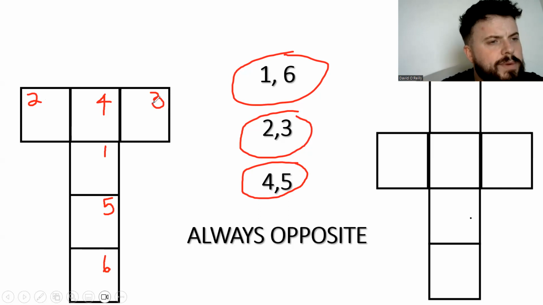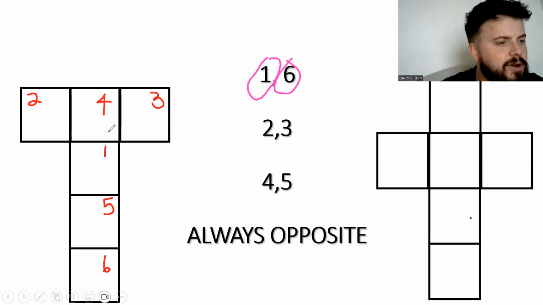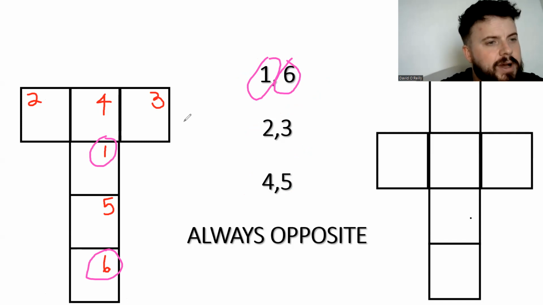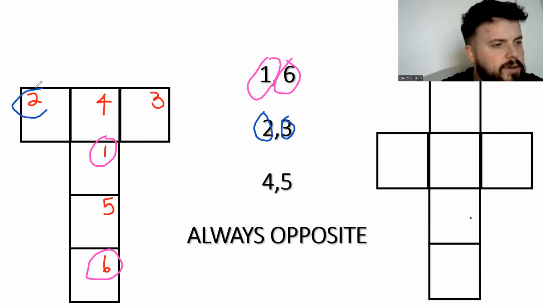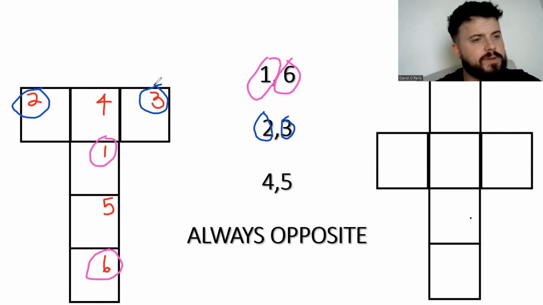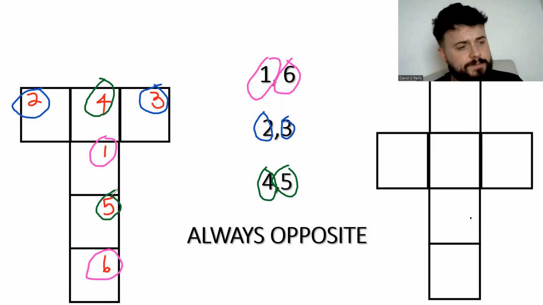So when we talk about opposite pairs, what I mean is 1 and 6, so this one and this one, will always be opposite each other on the cube, always, okay? And then we have 2 and 3, so this one and this one. It doesn't matter how you fold that cube up, they're going to be opposite each other, okay? And then finally, 4 and 5, so this one and this one, they too will be opposite each other on the cube.